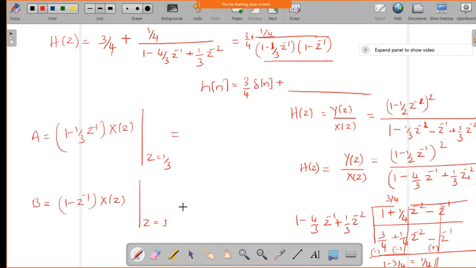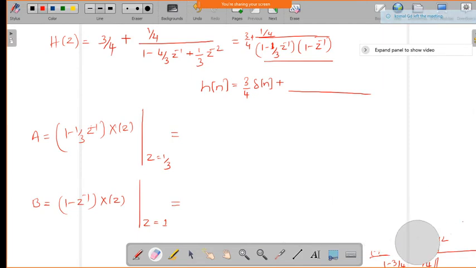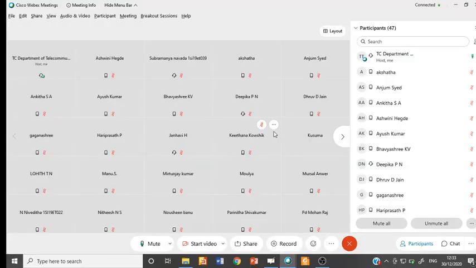Okay. So now what is the value of b? So now tell me the answer, a and b. Anybody found values? Hello?